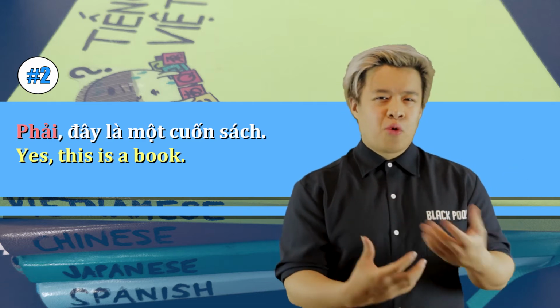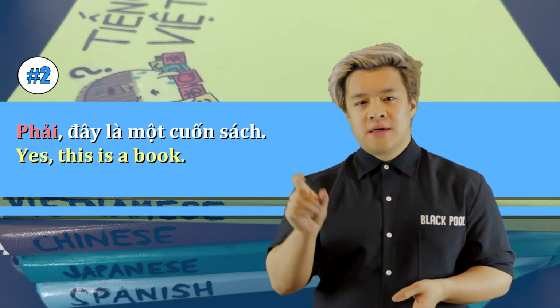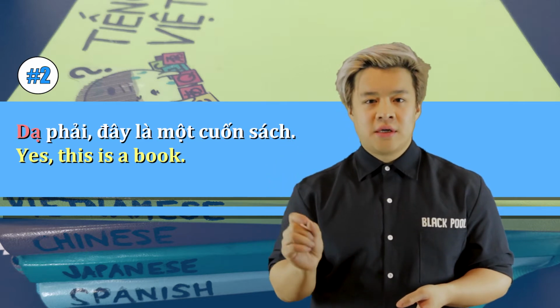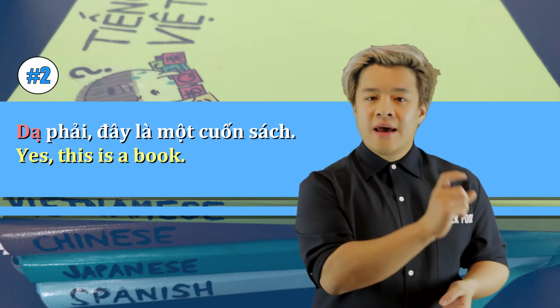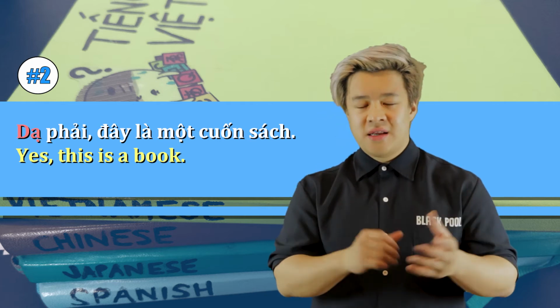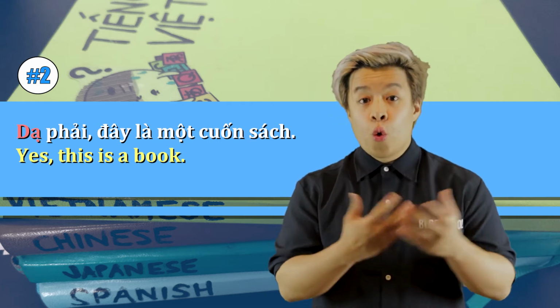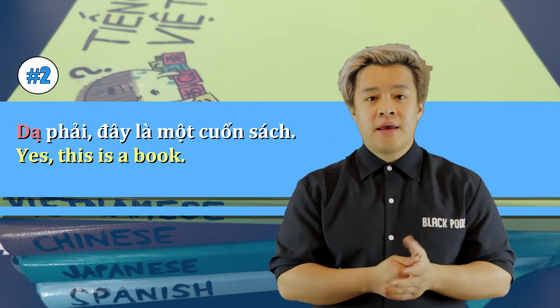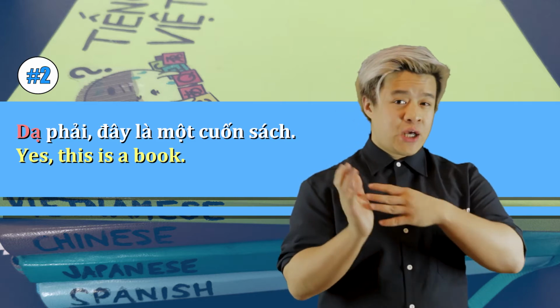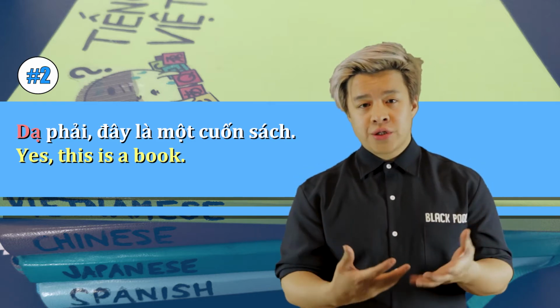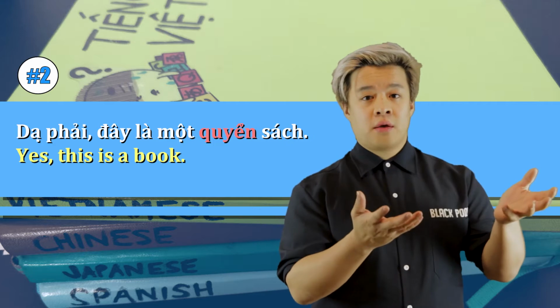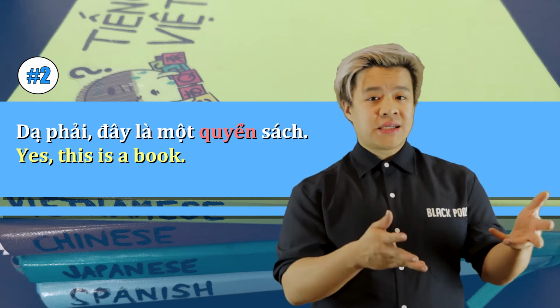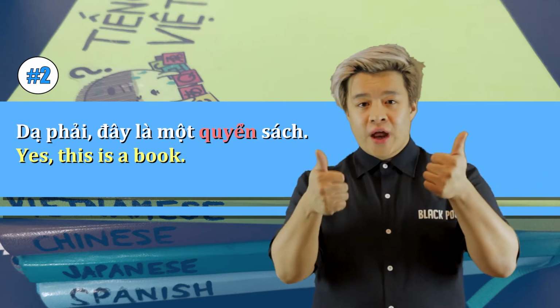If you want to sound a little bit more polite, you need to add the word dạ in front. So dạ phải, đây là một cuốn sách. You would say that, let's say, if you're talking to someone older than you. As mentioned in day 1, you can use both counter words, cuốn or quyển, for books. Một cuốn sách or một quyển sách, both are okay.